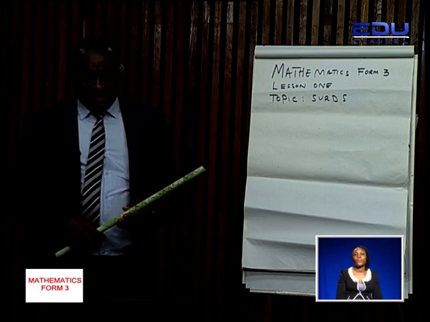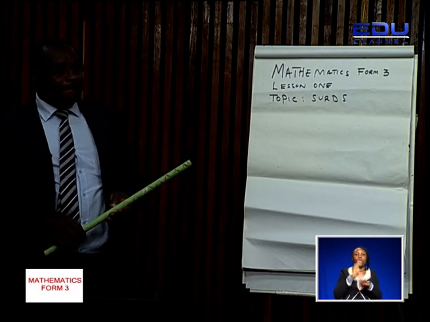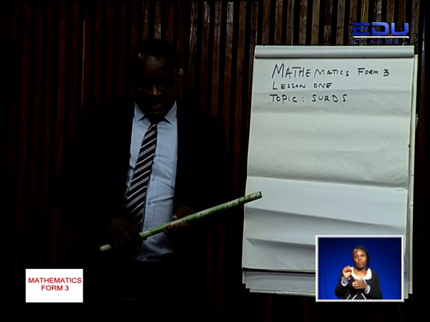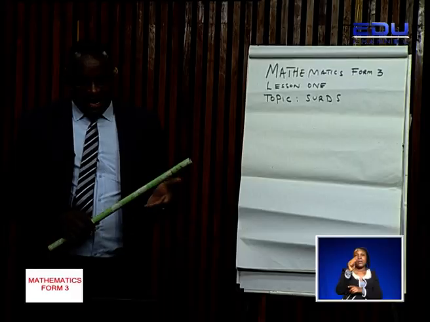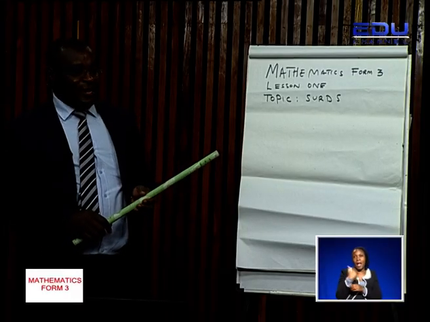Let's now look at the definition of a surd. Surds are those roots of rational numbers which cannot be expressed as rational numbers. I take that again. Surds are those roots of rational numbers which cannot be expressed as rational numbers. A few examples are given down there.